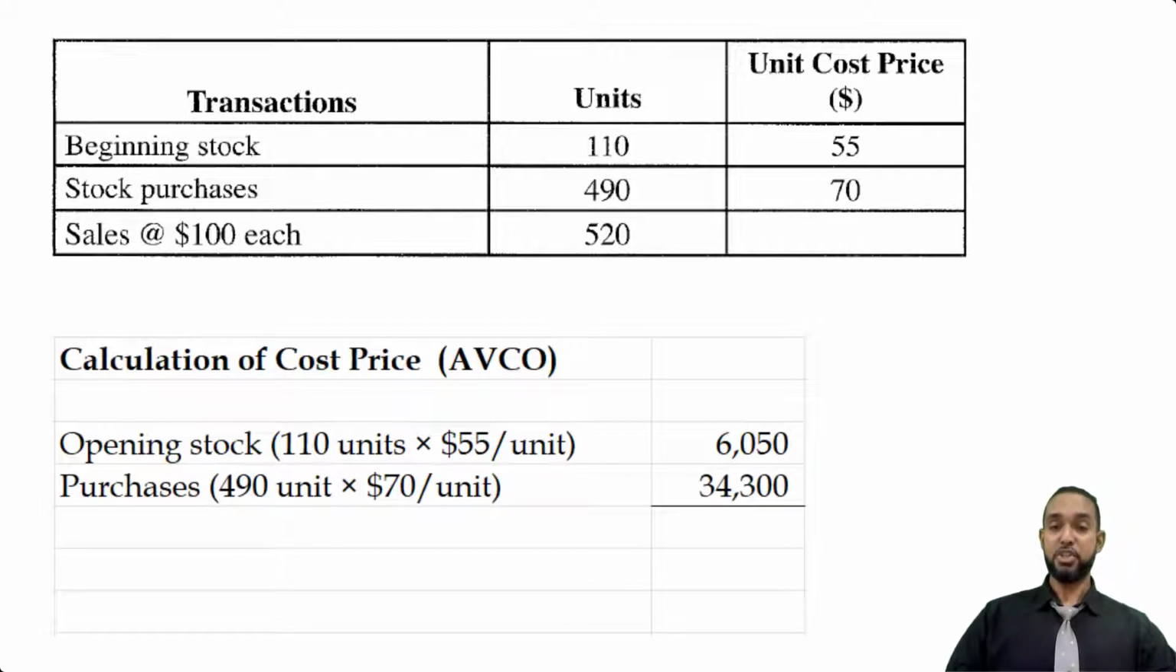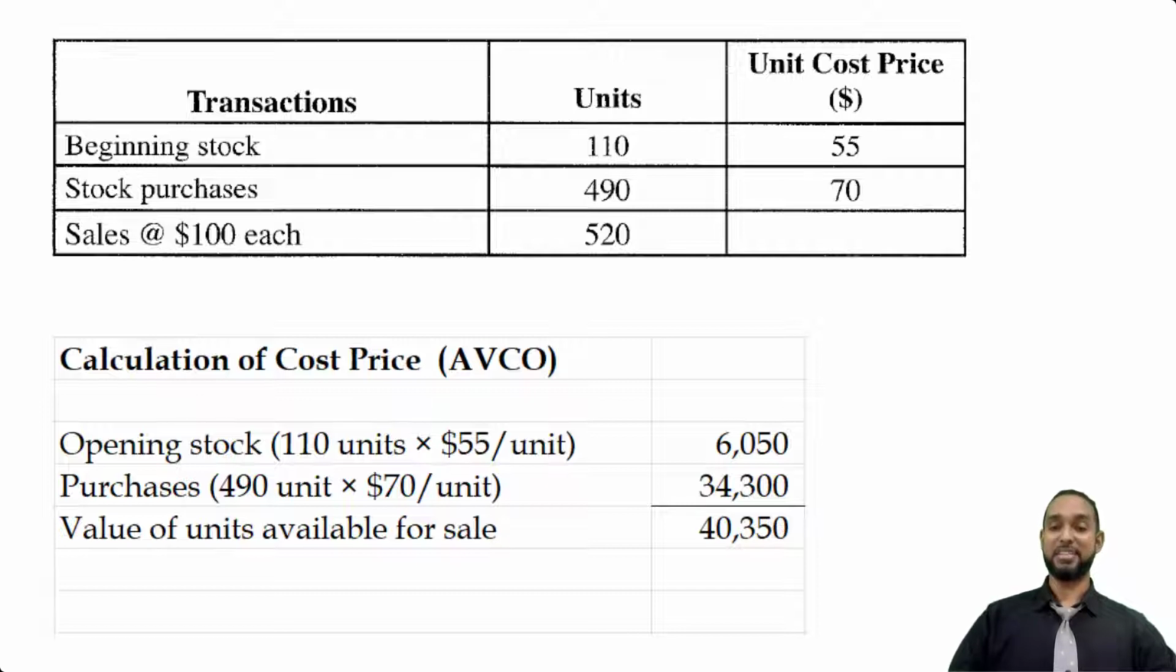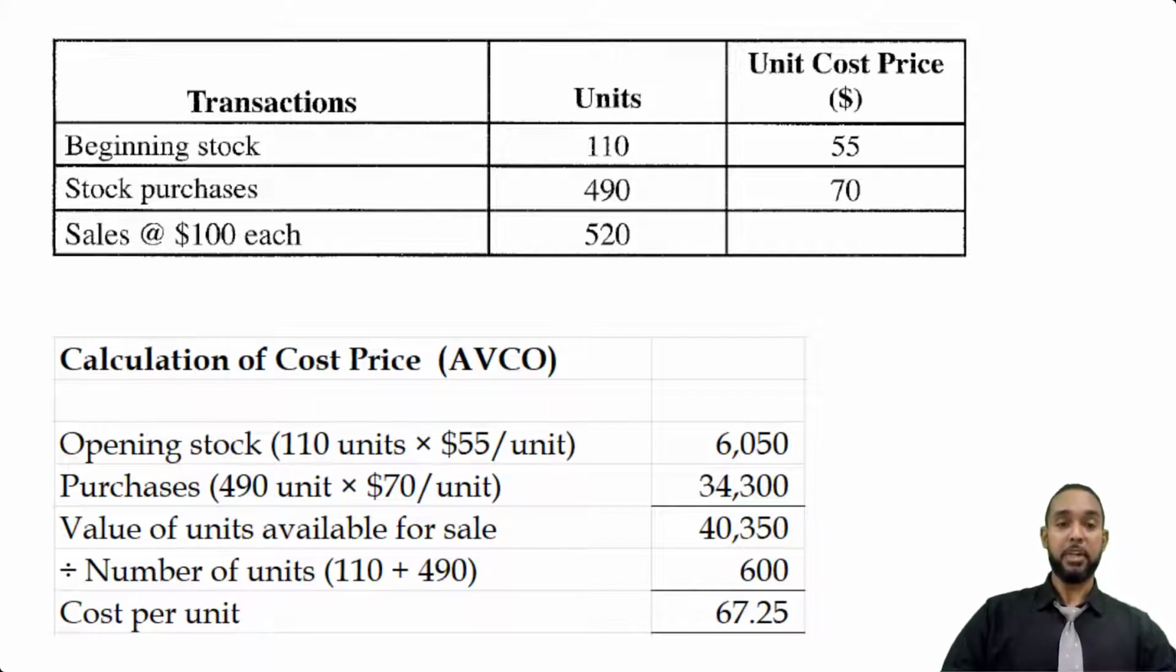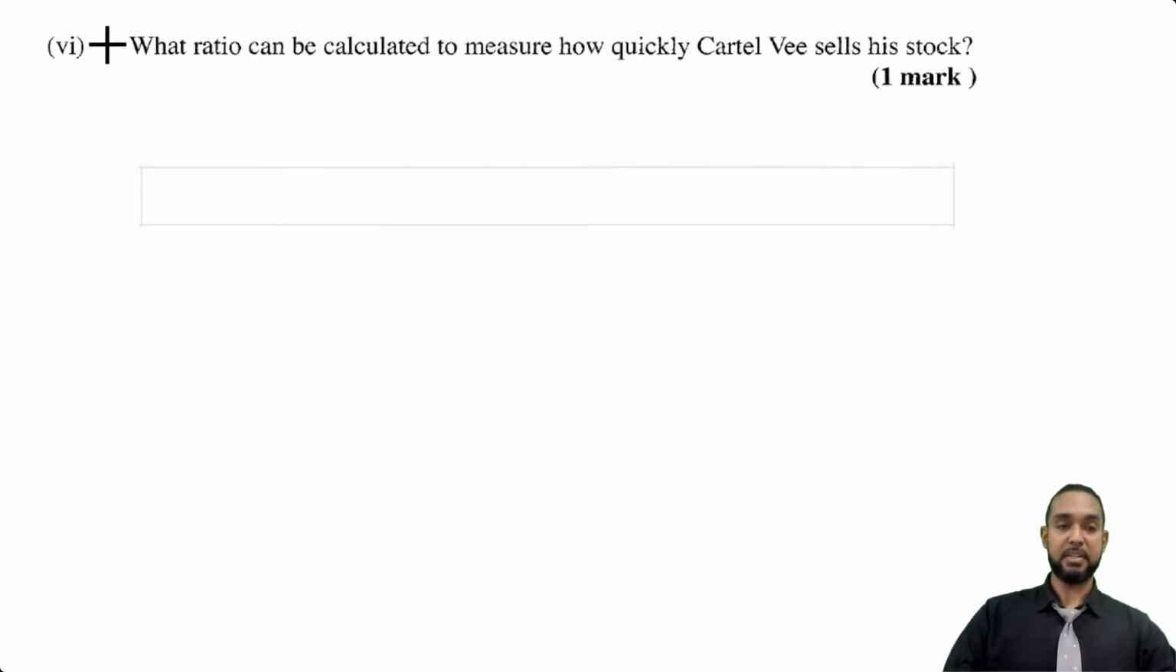Next, we have the purchases of 490 units at $70 each, giving us a value of $34,300. Adding those together, we're going to get $40,350, and we're going to divide by 600 units. Why 600? The opening stock was a batch of 110, and we bought 490 more. So when we divide, we get a weighted average cost of $67.25 per unit.